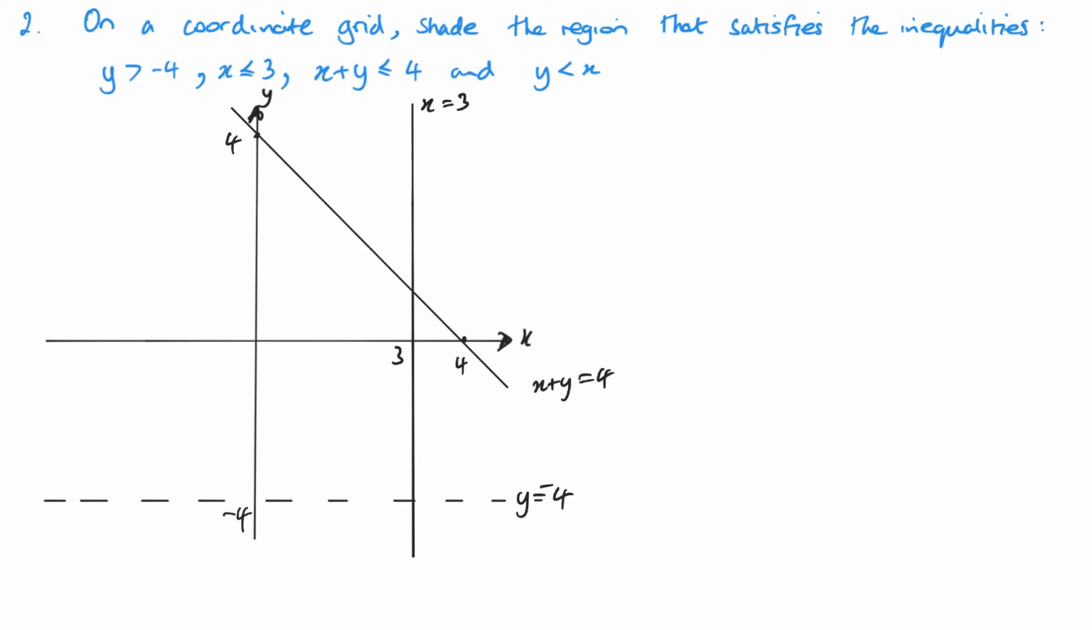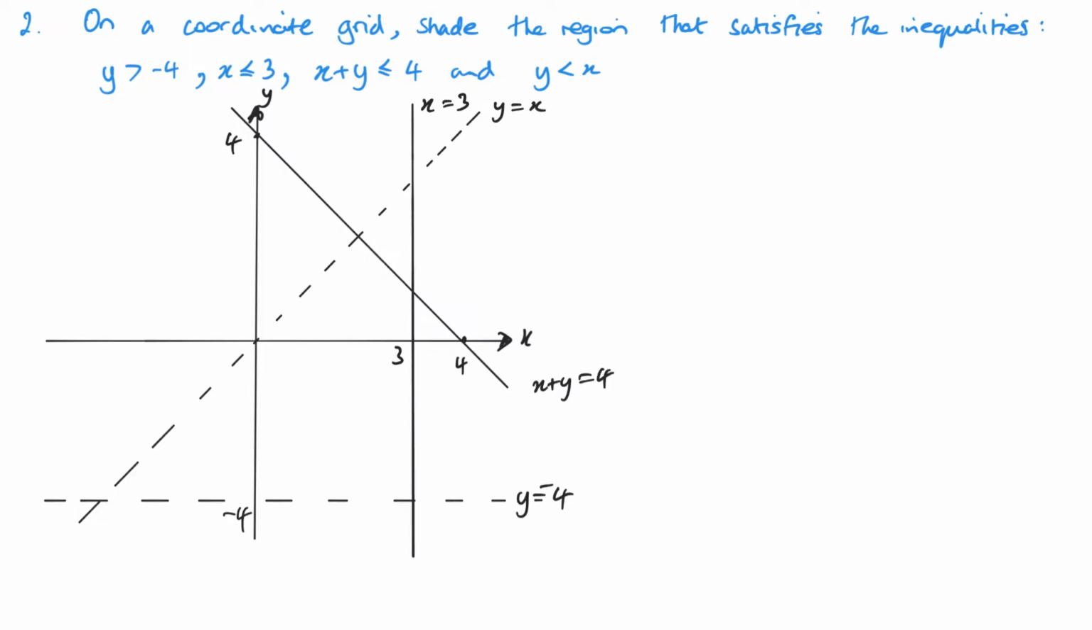And then the final one is simply y equals x. So this one obviously goes through the 0. This one's going to be a dashed line because we don't have that equals within our inequality.